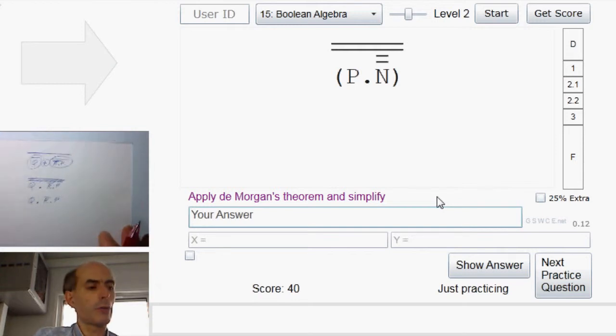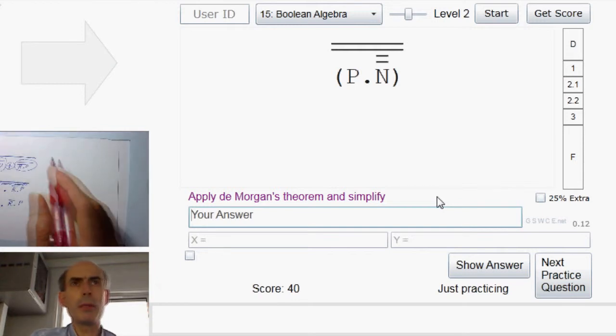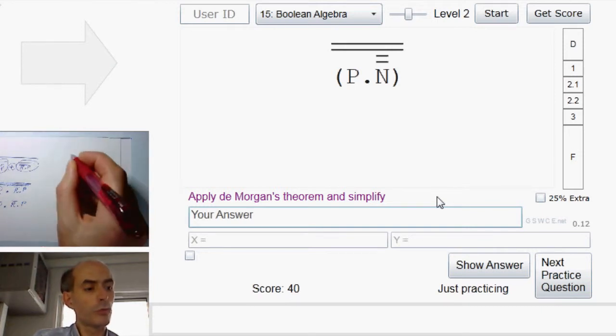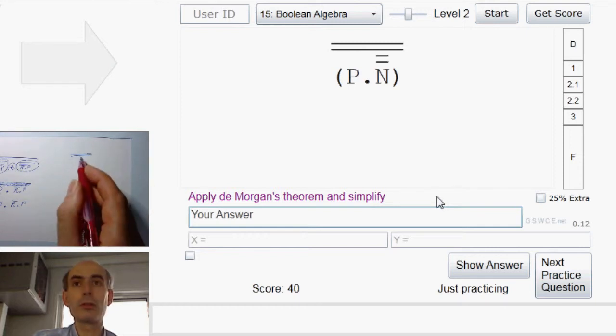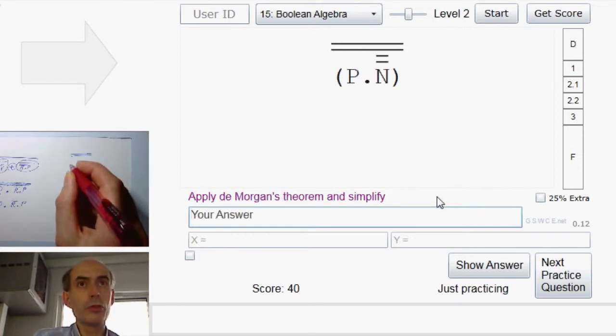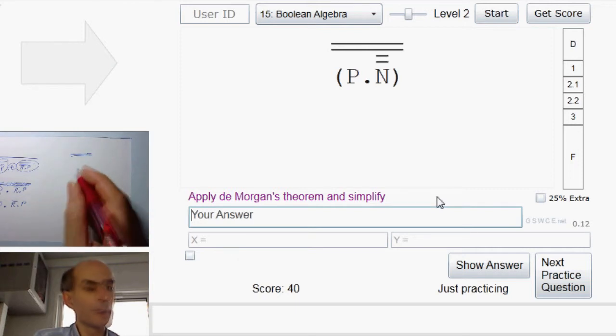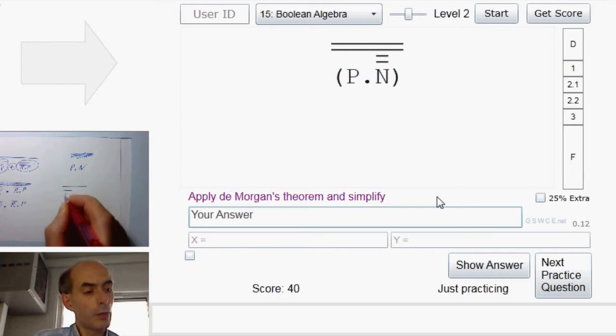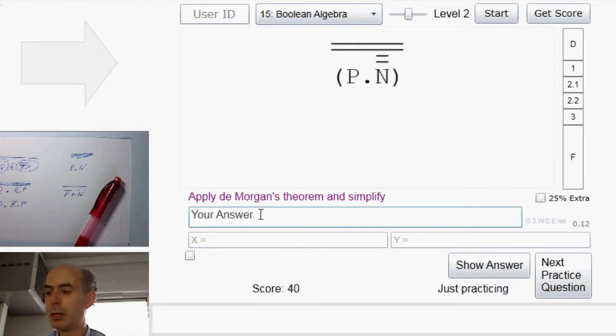Apply De Morgan's theorem and simplify. Well, it might be easier to simplify that one first, because both of those sets of two nots cancel each other out. Not not is the same thing as the thing. So here we've actually got P and N. That's it. Apply De Morgan's theorem to P and N, and you get not P, or not N. Express that in terms of the exclamation mark notation, and that's not P and not N.